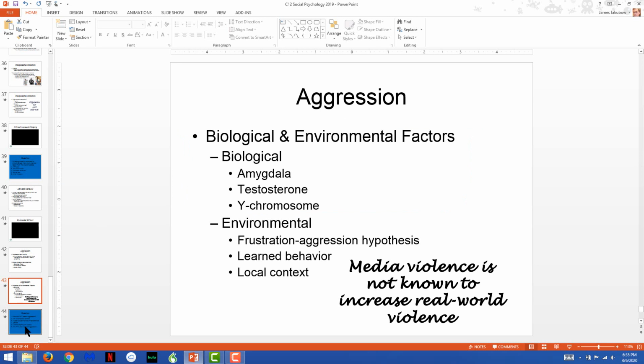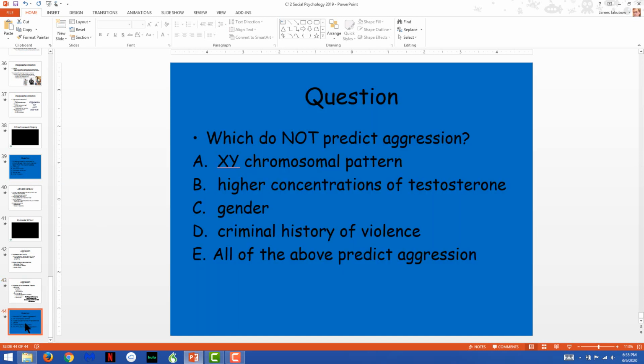So let's look at the last question and finish this chapter up. Which do not predict aggression? And the correct answer there is E. All of the above predict aggression. Criminal history of violence predicts aggression. Gender predicts aggression. Higher concentrations of testosterone predict aggression. And XY chromosomal pattern also predicts aggression.